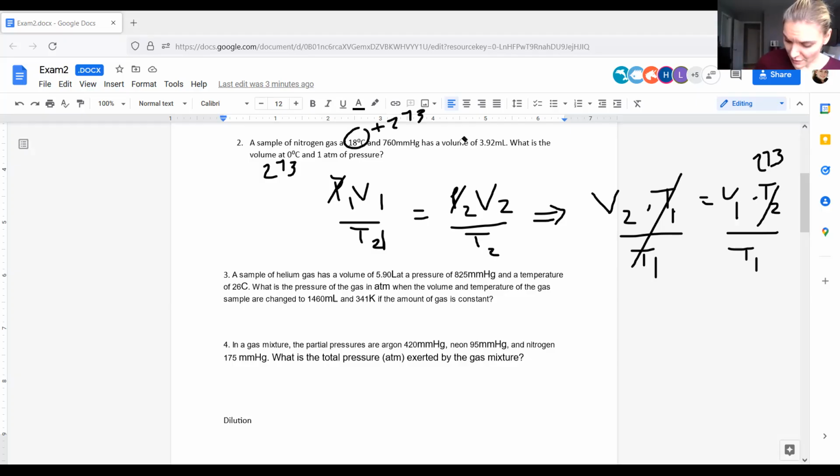And it's sad that I don't know this off the top of my head, but 273 plus 18, 291 Kelvin. So this may change your number when you go to calculate it, but what did you guys get for V2? Because you can keep the 3.92 milliliters. That's not the problem. But we have to get that conversion to our temperature.